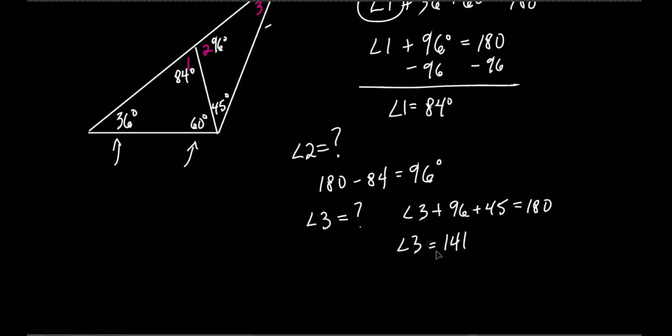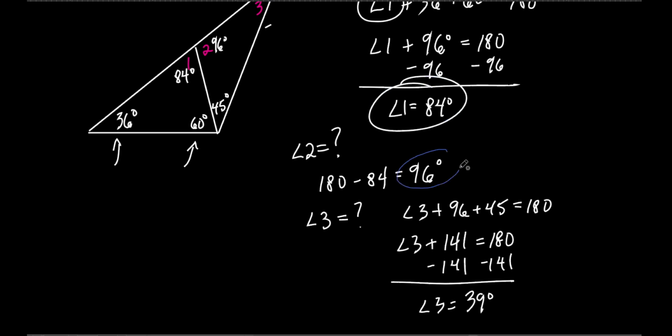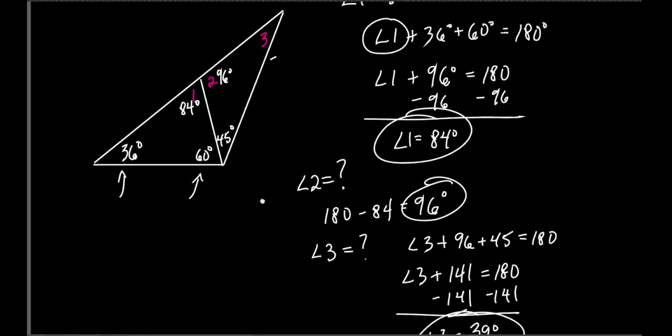Oops, I put equals here. Why did I put equals? Getting ahead of myself. Sorry about that. Equals 180. Everybody see what we did? Just added up 96 and 45. Now I can do what to 141? Subtract it. And then angle 3 is equal to, what's that? 39 degrees. And there we go. So there's angle 1, there's angle 2, and there's angle 3. So that little angle up here is going to be 39 degrees.